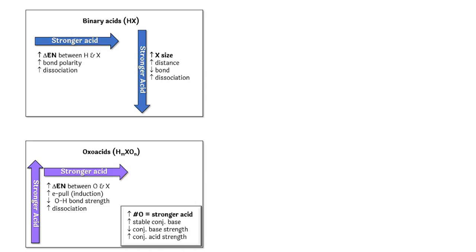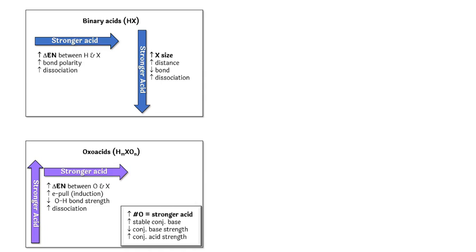If X has a higher electronegativity, then it pulls on the electrons more strongly and creates an inductive effect. This means electron density in the OH bond is influenced by this long-range effect, and the electrons will be pulled closer to the oxygen based on the electronegativity of X. This decreases the strength of the OH bond, which makes it easier for the H+ to dissociate, which leads to a stronger acid.